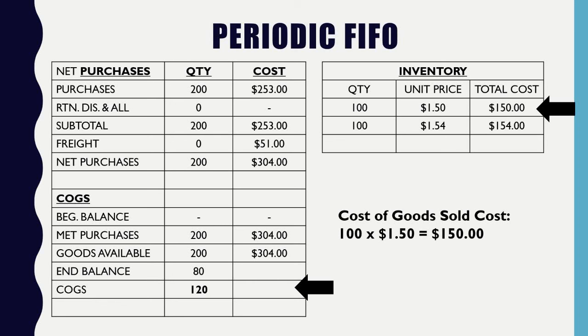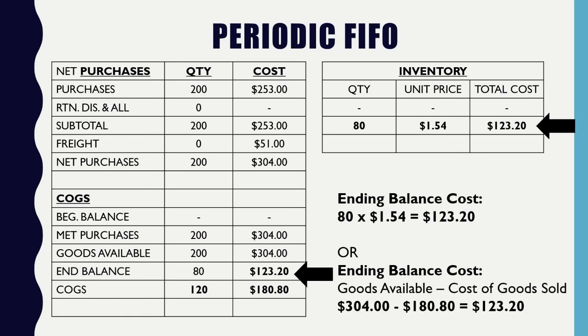All right? So by calculating it that way, you're going to sell out your first batch of milk and then you're going to dip into the second batch of milk. Okay? I got it. Thank you.